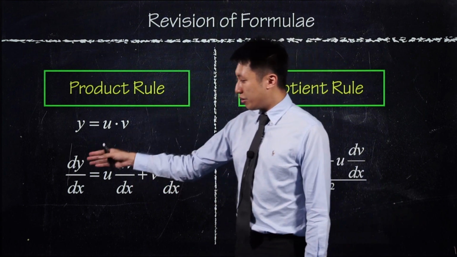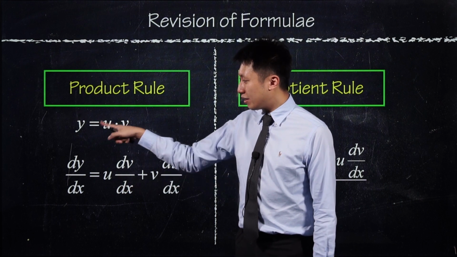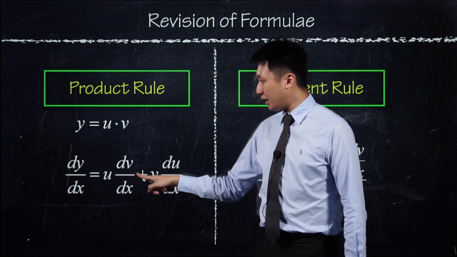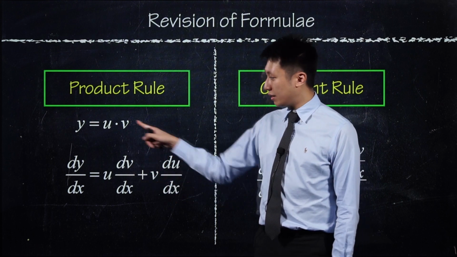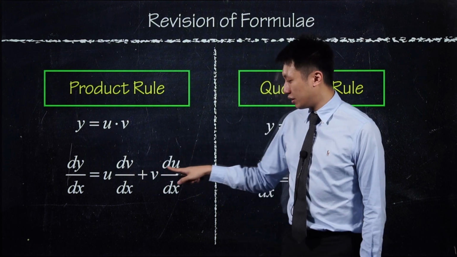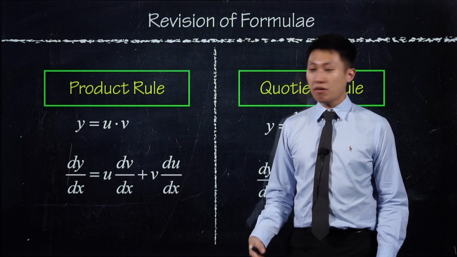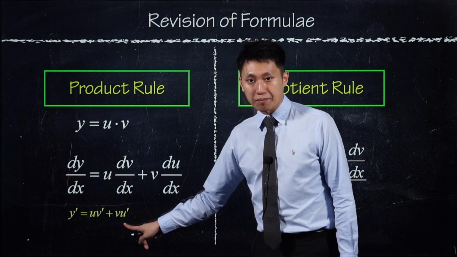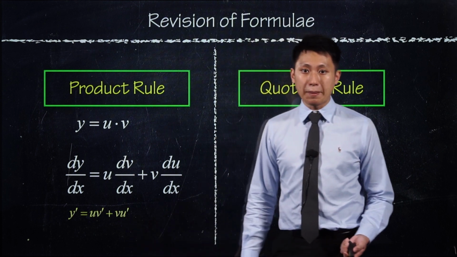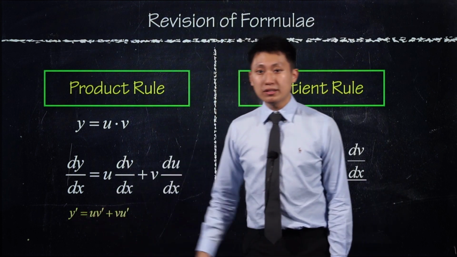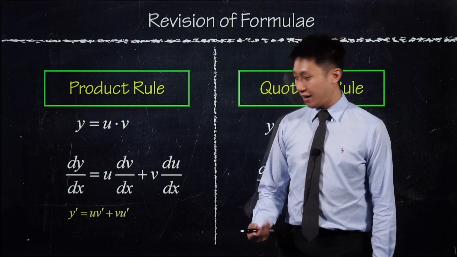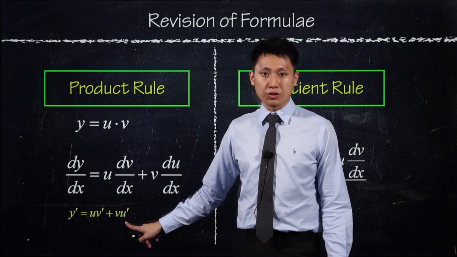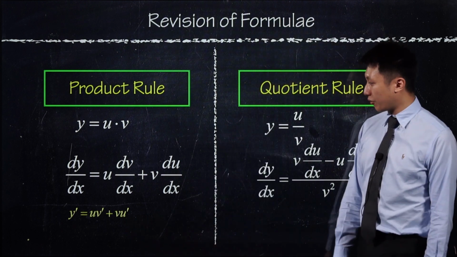dy/dx is given by u, keep it unchanged, multiplied by the differentiation of v, plus v, keep it unchanged, then differentiate u, so du/dx. The short form for this is y prime equals uv prime plus vu prime. You still remember what prime is? y prime means the differentiation of y, v prime means differentiation of v, and u prime means differentiation of u. I think that's okay for you.